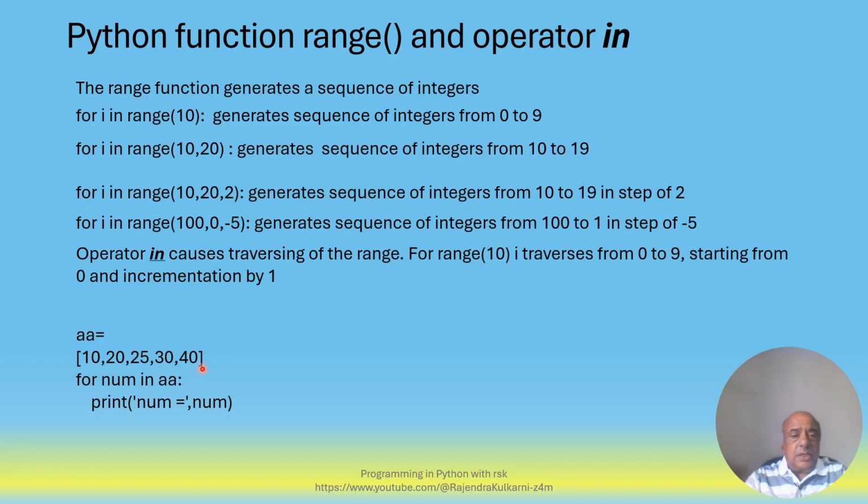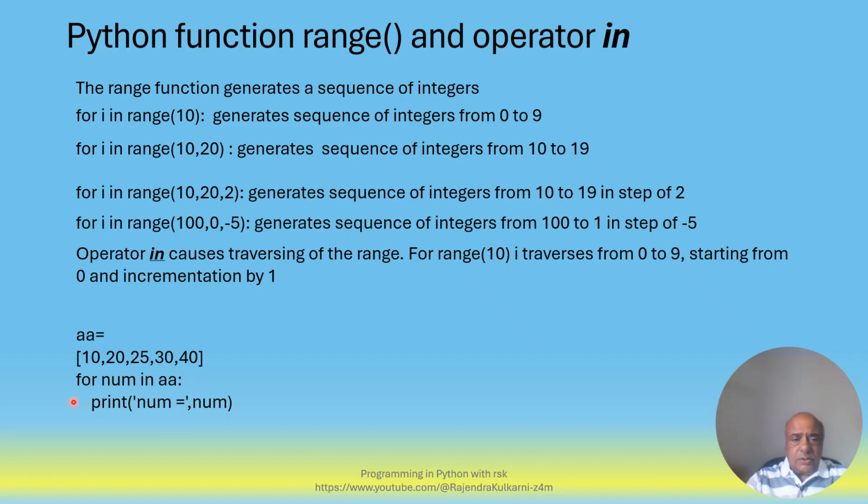For num in AA, print num is equal to num. Now in this case, this variable num, which we have declared for using the for loop, for num in AA, AA is a list. Print num is equal to num. What is the output we expect?